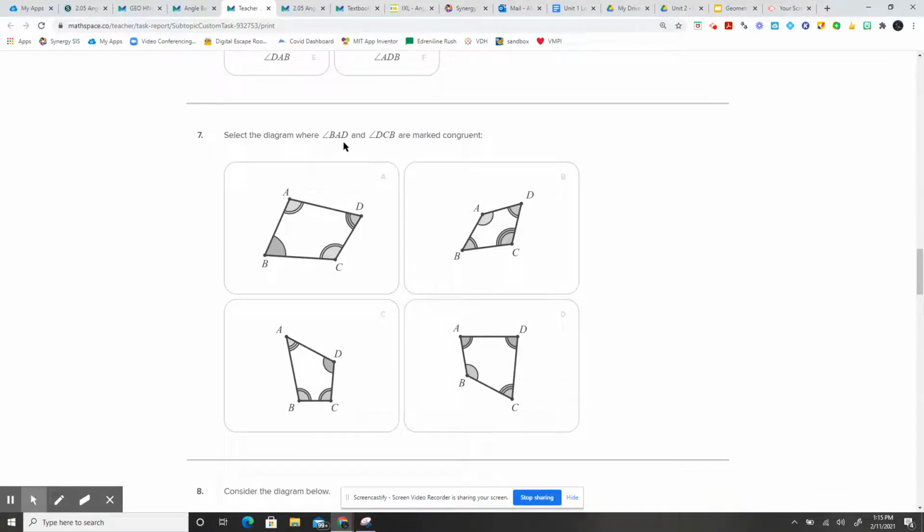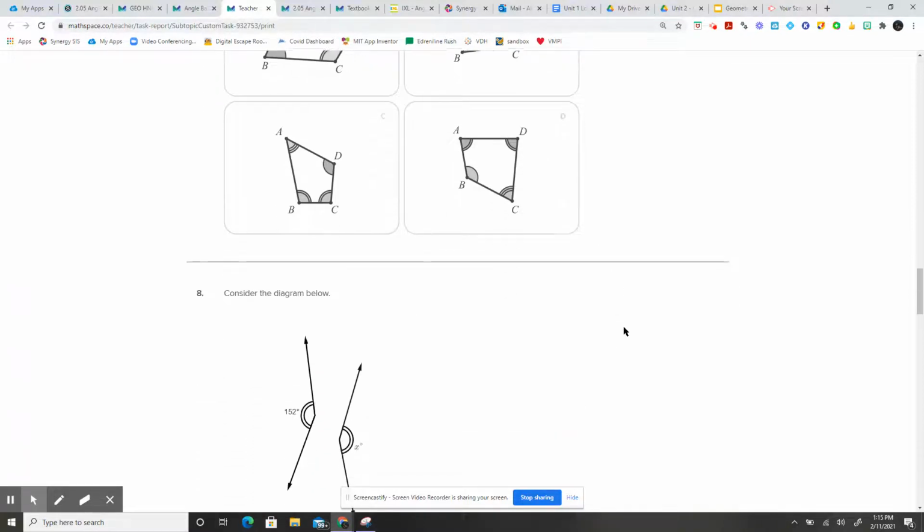Select the diagram where BAD and DCB are marked congruent. So BAD is congruent to DCB. Those angles have to be marked congruent with the same number of loops. So here these two are congruent, and here these two are congruent. Here none of them are congruent because I've got a one loop. Oh no. These two are marked congruent, but that's crazy because they don't look congruent. Maybe they are. And here I've got two angles down here, B and C, that are congruent. So look at your drawings and figure out which ones are marked congruent.